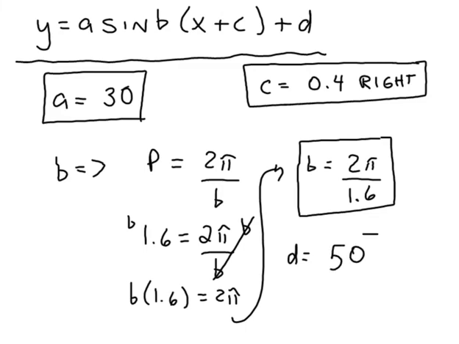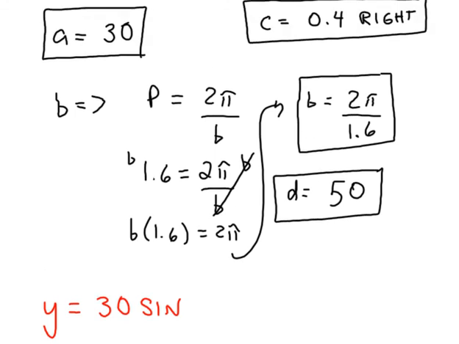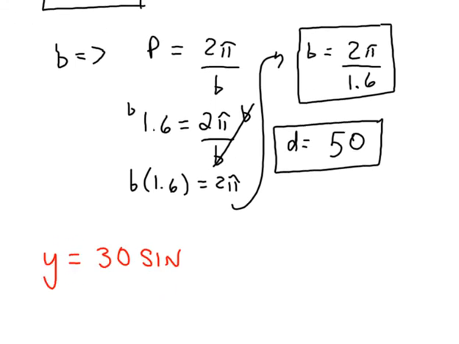Now we're ready to write our final equation for sine, which would be y equals a value of 30 sine of b, 2 pi over 1.6, x. C is 0.4 right, so it'd be minus 0.4, plus 50. Okay. That's just the way we would enter it in our calculator.